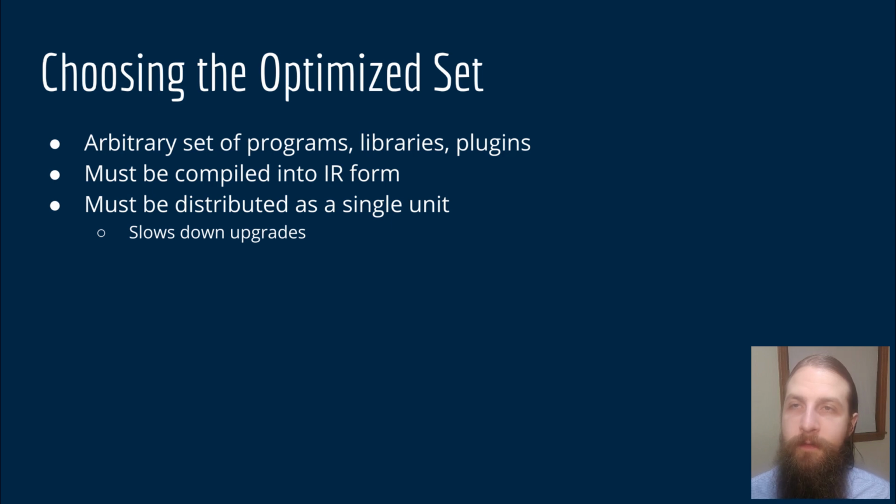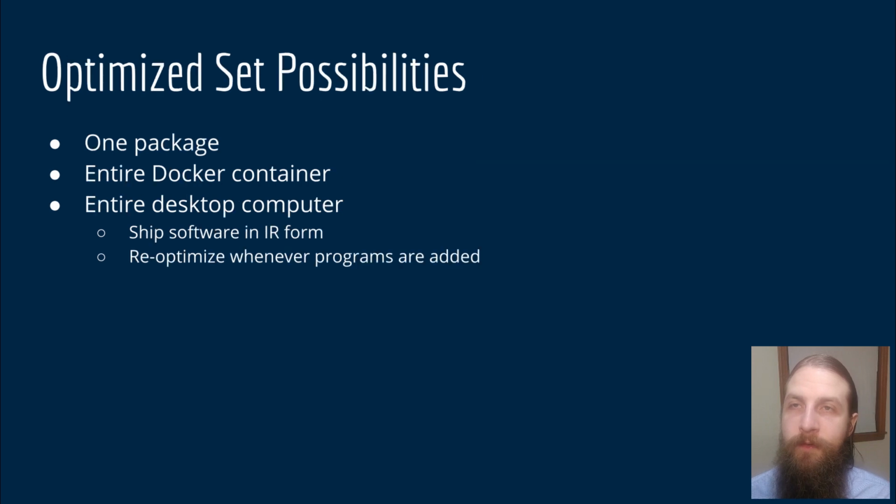The downside of using a very large optimized set is that you have to optimize and distribute the whole set as a single unit. So if you change a single library in the set, you have to redo the whole optimization process and distribute a whole new merged library. If the developer wants to avoid changing the way their software is distributed, they can apply guided linking to a small set of software that's already distributed as a single unit, like a single software package.